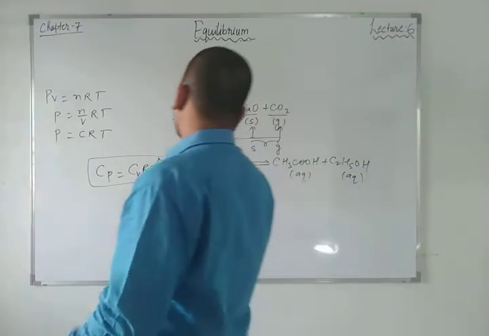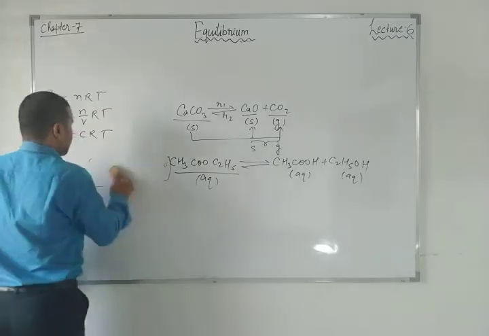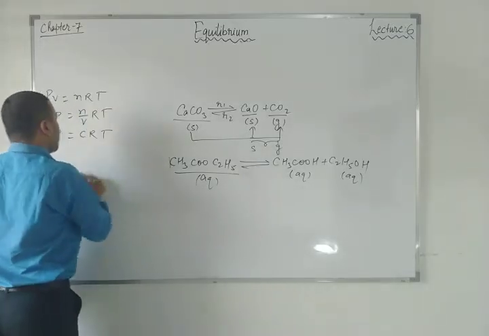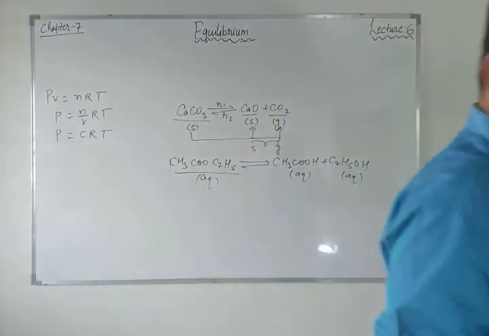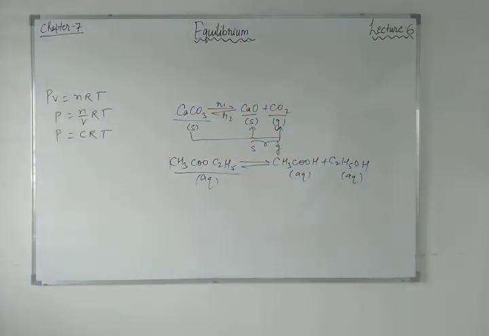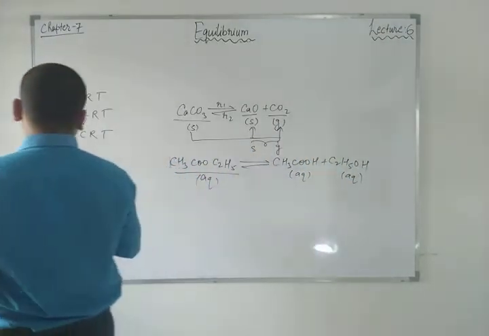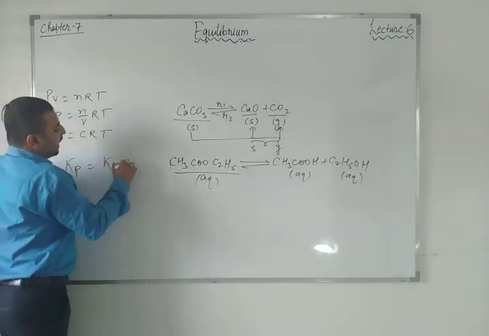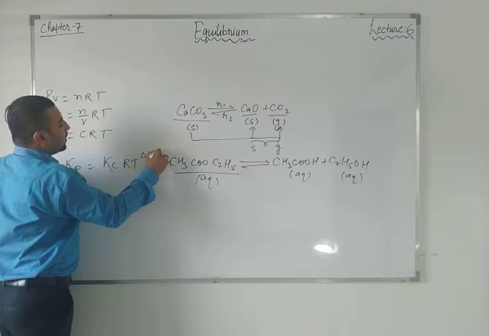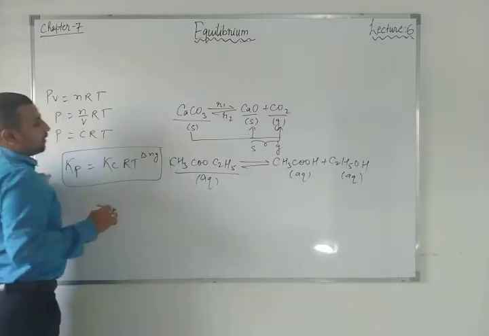Similarly, there is the equilibrium constant, Kp and Kc. Since we are discussing reactants and products, here you can write that Kp is equal to Kc RT to the power delta Ng. I have already discussed all these things in the previous video, if you remember. Kp is equal to Kc RT delta Ng. All these things we have already proved in the previous lectures.